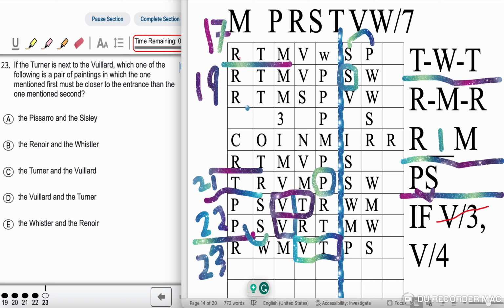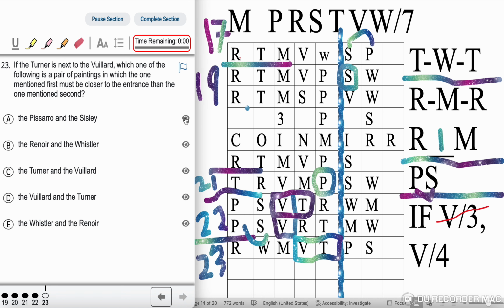So P is close to S. Technically, no, S and P can be switched out, and then S can be closer to the entrance, so take that away. R and W. Technically, R is closer. R is closer. So yeah, that must be true. T and V. With T and V, V is actually closer, so no. Go ahead and remove that.